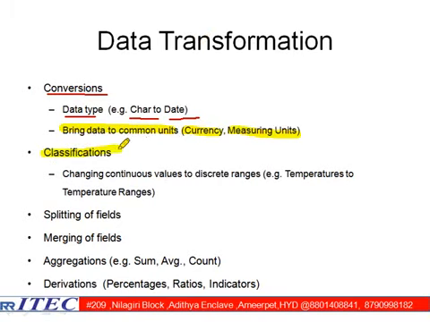Next one, classification. Changing continuous values to discrete ranges is called classification. Suppose I go to a hospital. Based on my temperature, they decide whether I have a fever or not. How are they deciding that, sir? They have some kind of ranges. 98.7 up to something is normal. Then what is it, sir? Normal fever. More than 101, then what, sir? It is severe fever. They have some kind of bandwidth, some kind of notations.